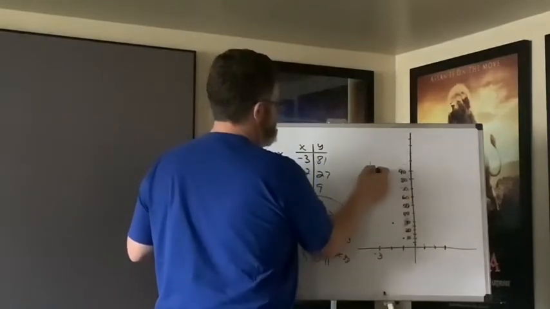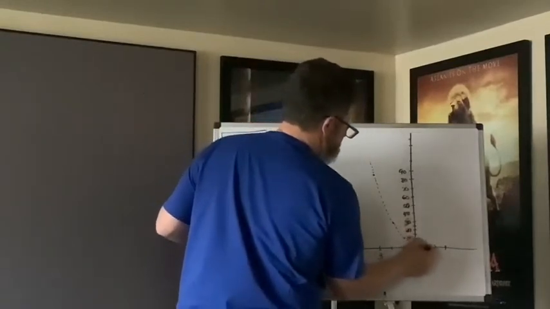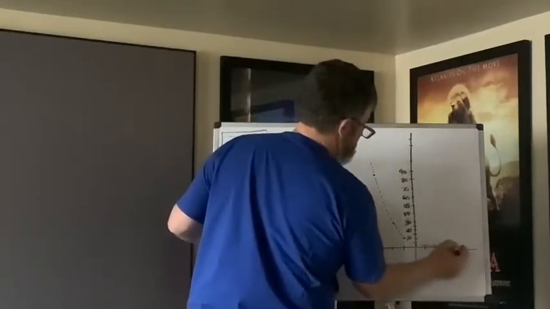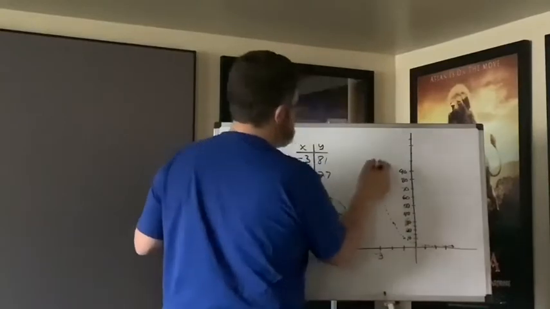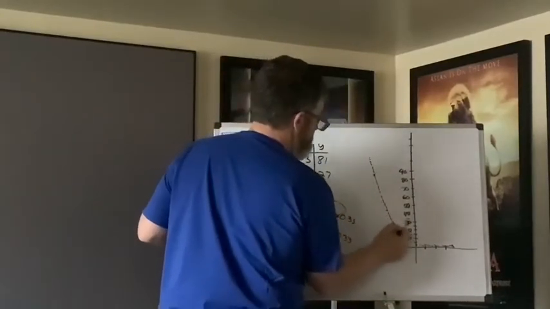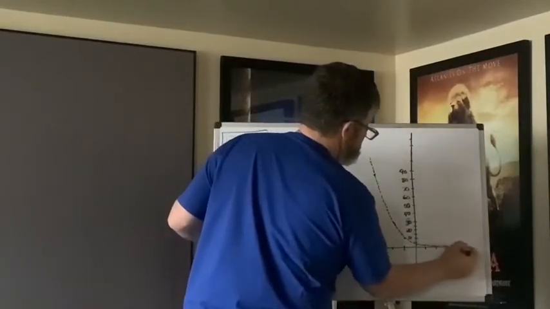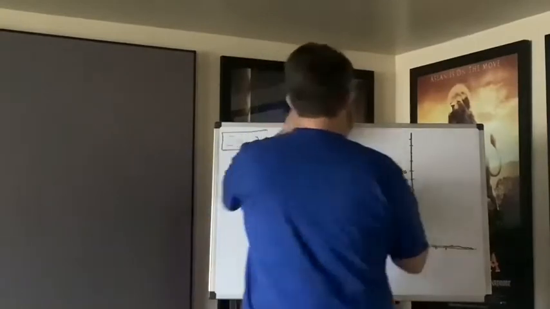So it comes down, flattens out. And guess what? It's never going to cross 0. It's going to get infinitely close, but it never actually crosses 0. It gets closer, closer, closer, closer down there, but never crosses.